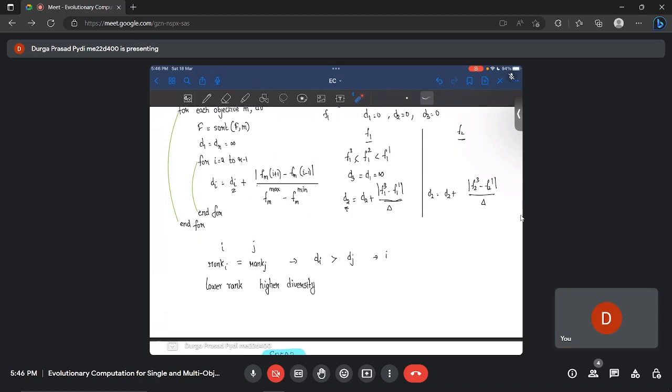Okay. I thought of actually showing the code for that. Maybe we'll go through the code once.